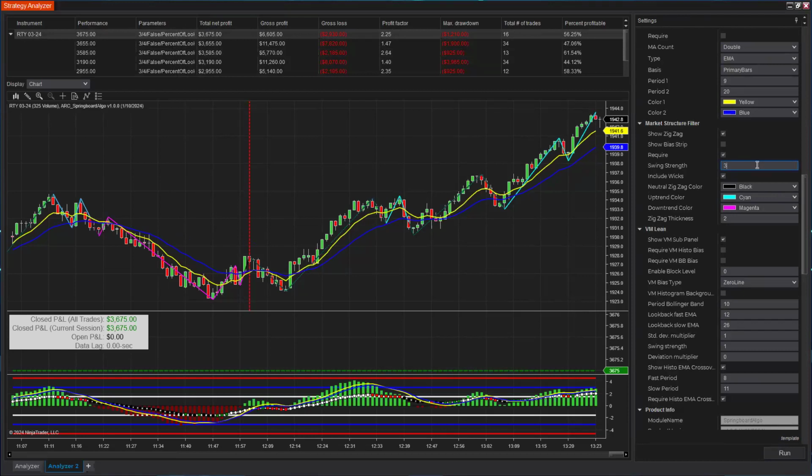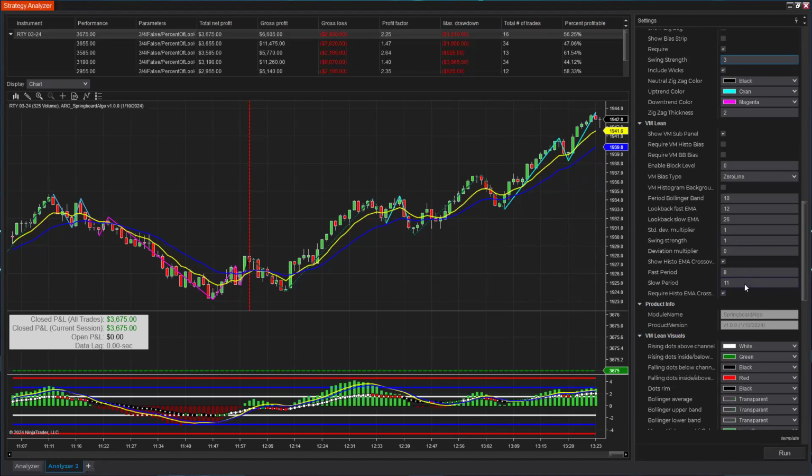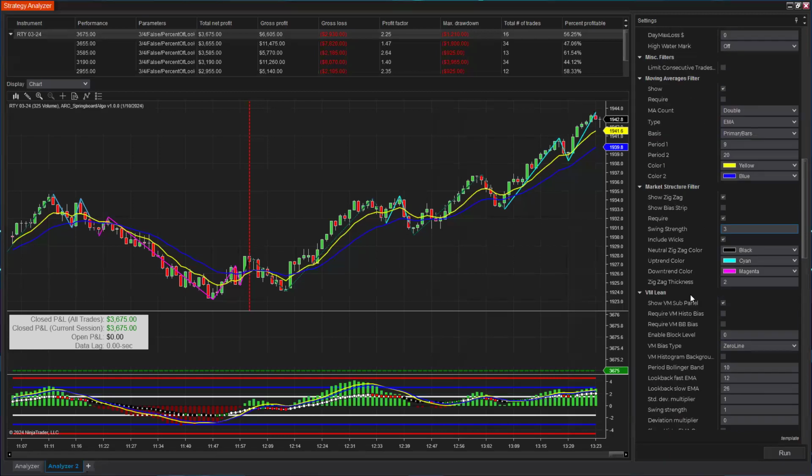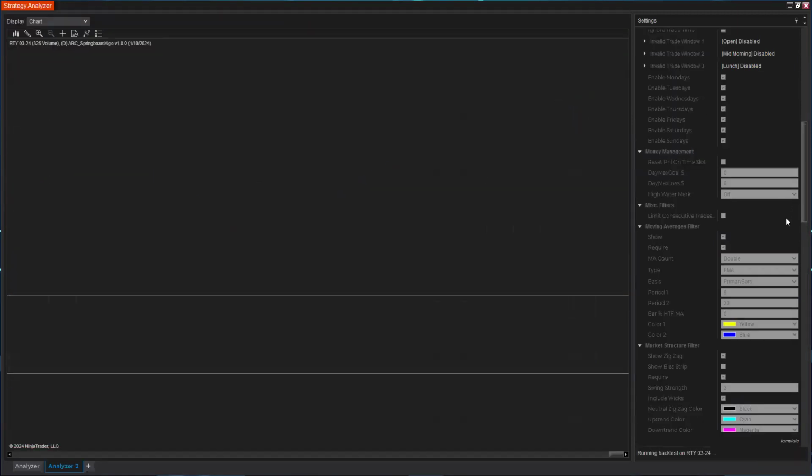I personally like the 3 to 5. I think if you go higher, you're going to get fewer trades. It's going to be more restrictive, and it's not necessarily a good thing. Fast and slow required, and then the moving averages, we'll leave those. Yeah, we'll leave them on. And then I'm going to save it this way too, once we've got it run.